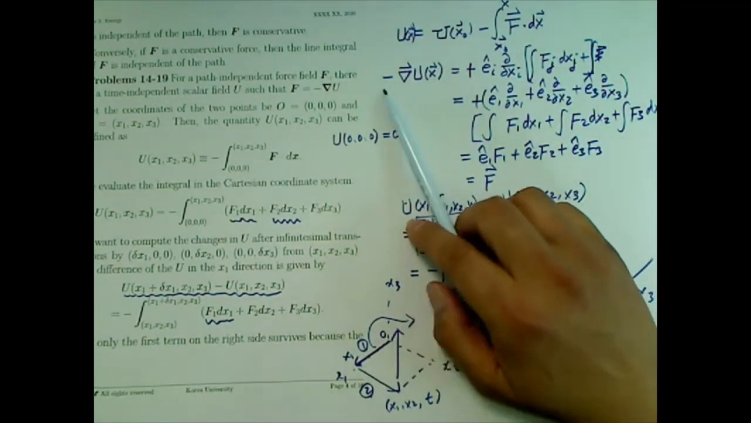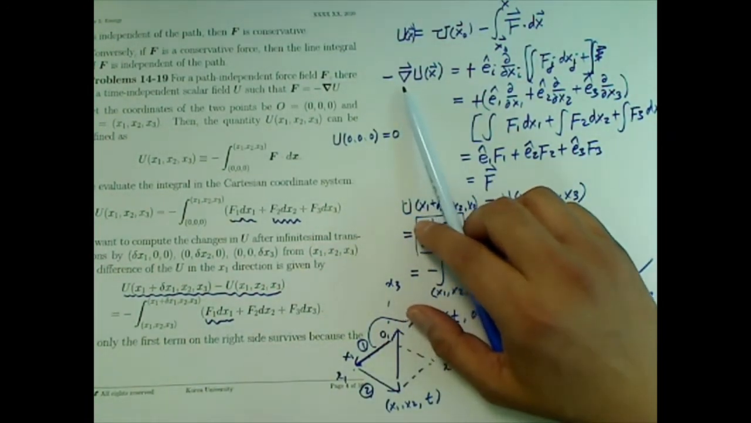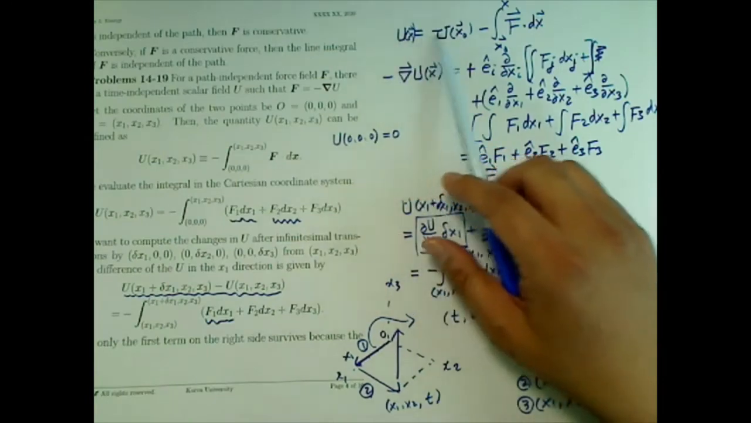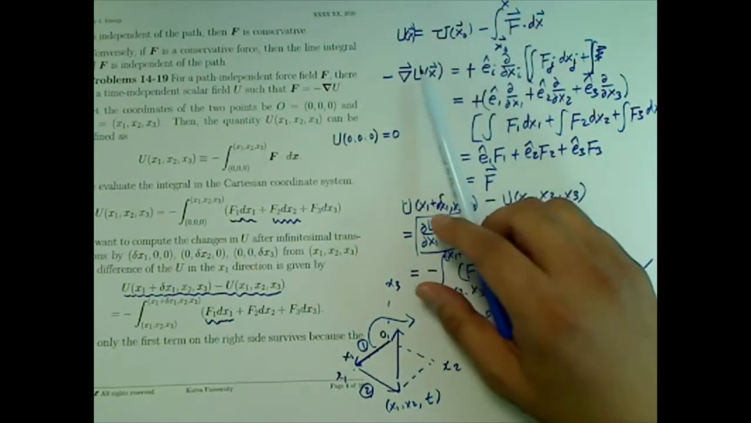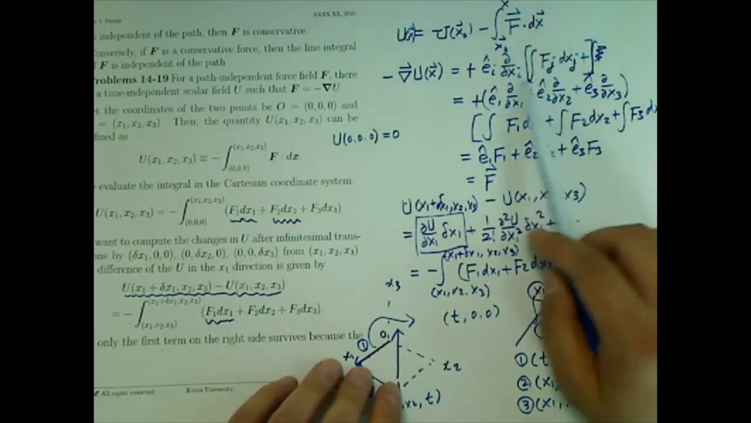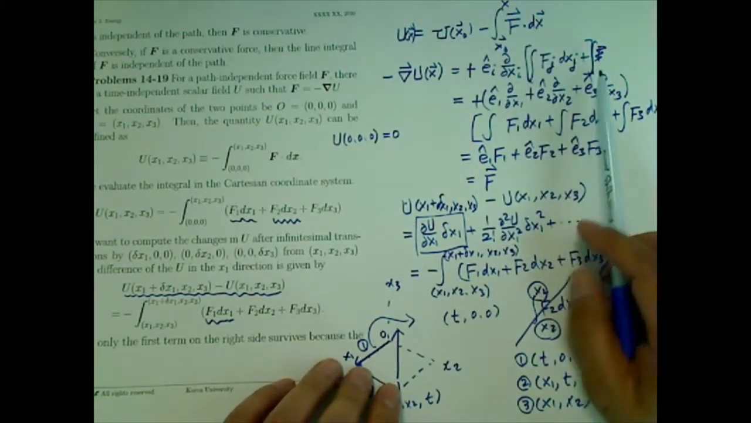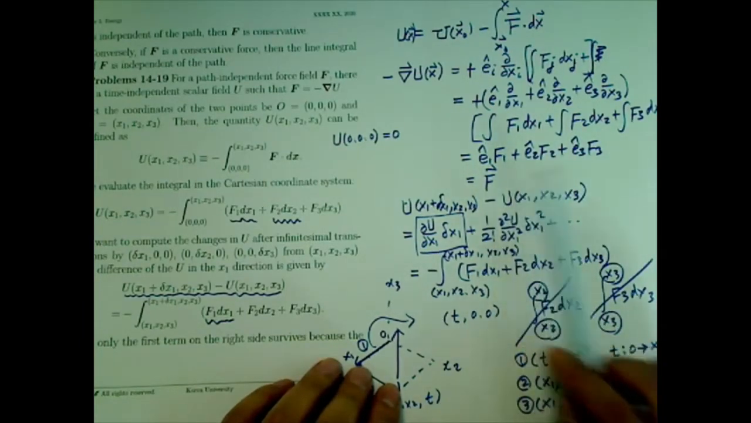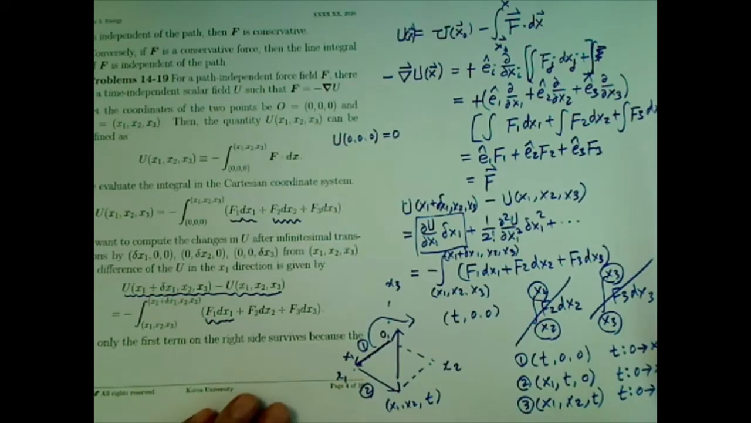If I take the minus gradient of U, and U is here, the minus becomes this plus sign, and the gradient of this integral should be the force. This is what we want to show. Minus gradient of potential energy is the force.